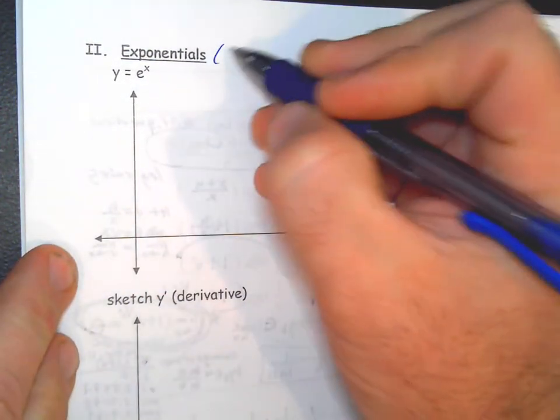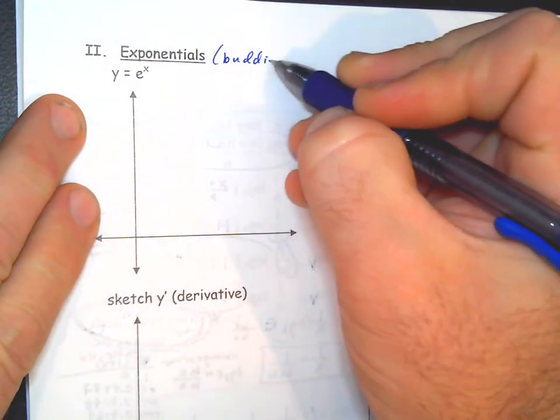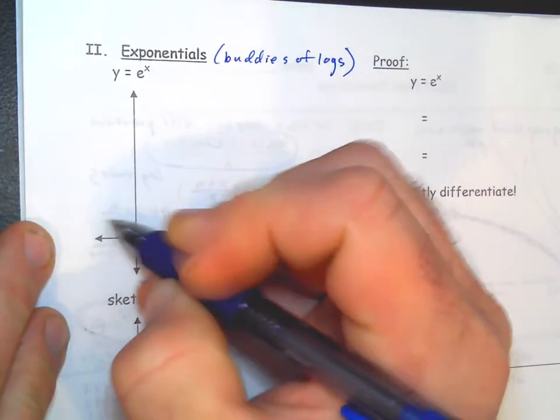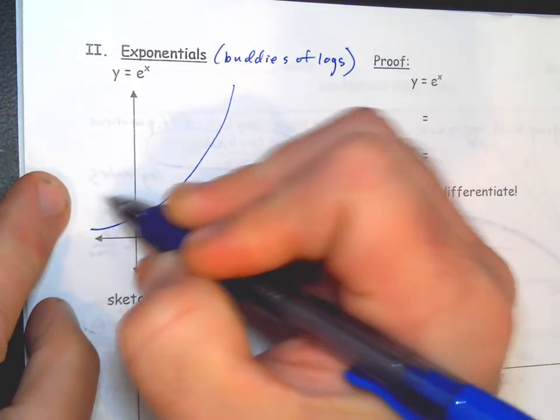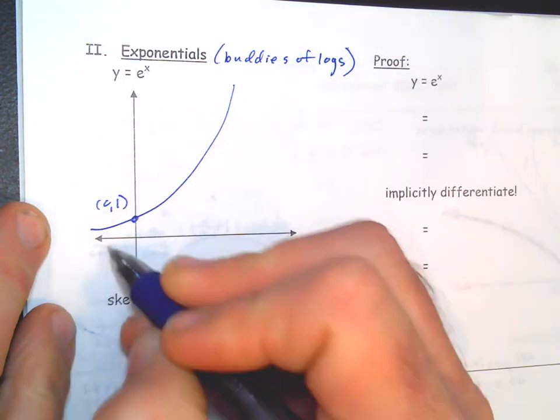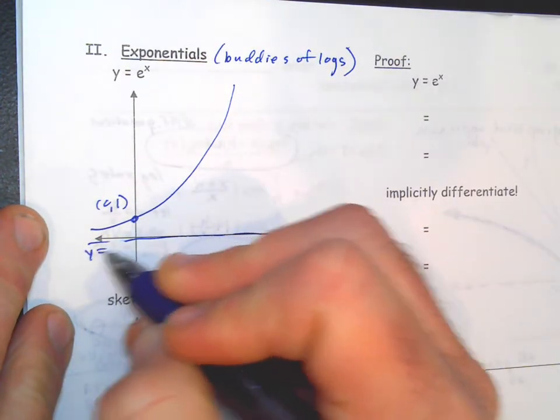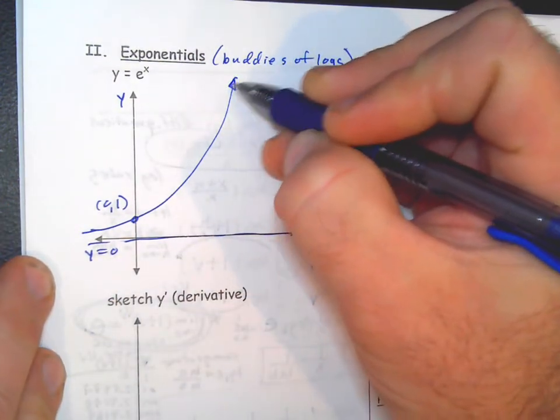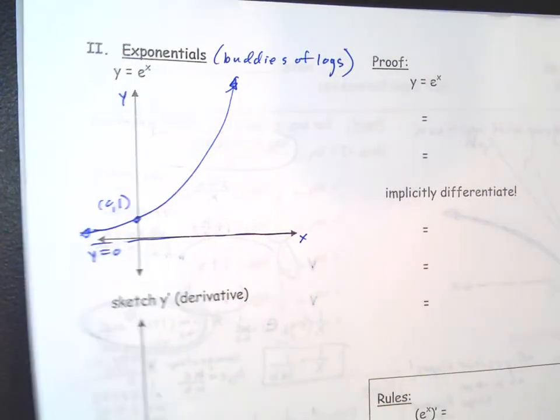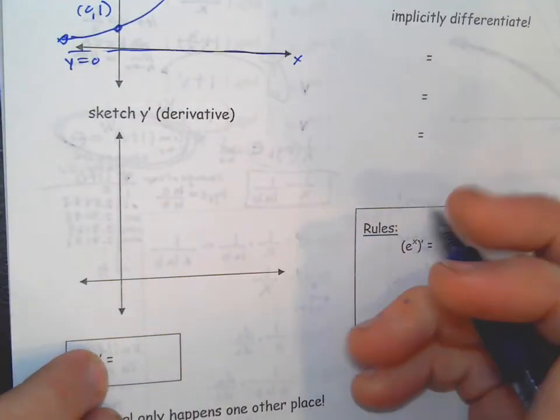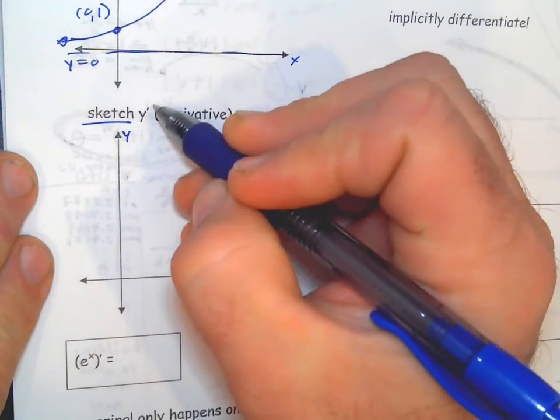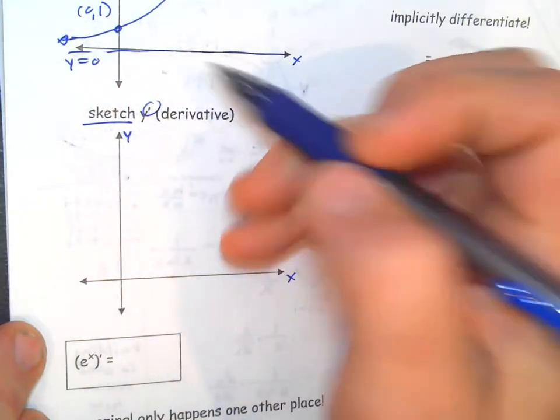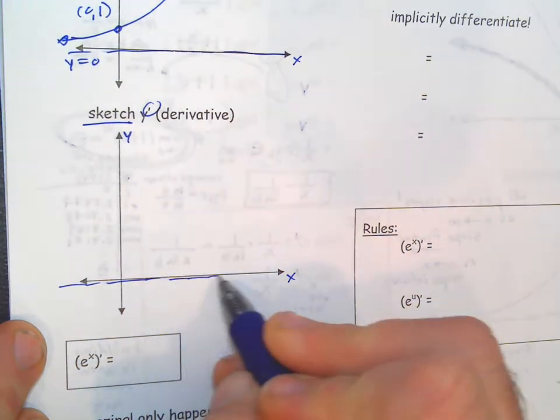Exponentials are the buddies of logs, right? So I bet there's some connections here, but we could just start with a graphical approach of an exponential, right? So let's see if we can sketch the derivative. If we sketch the derivative, slopes are getting flatter and flatter as they approach the horizontal asymptote. So I bet this one has a horizontal asymptote also.